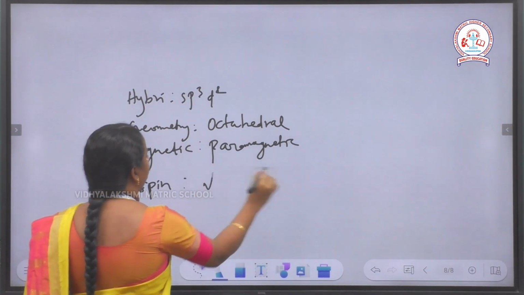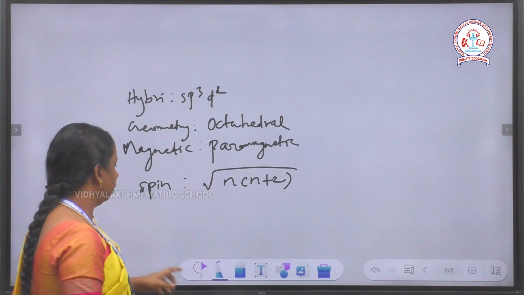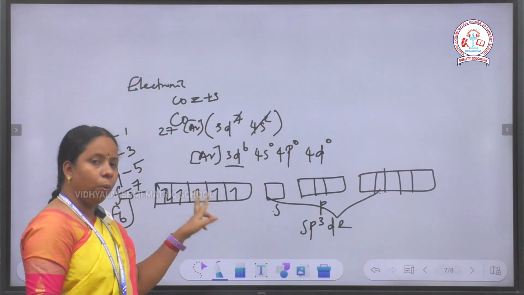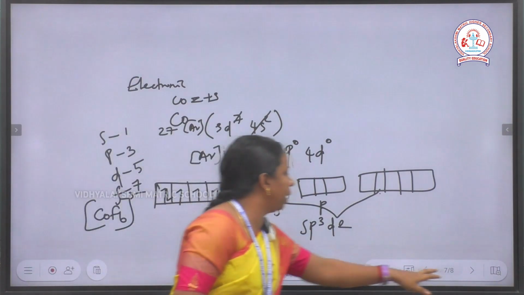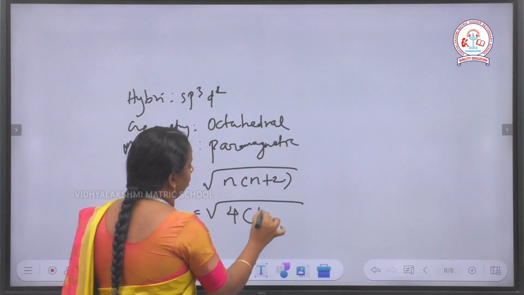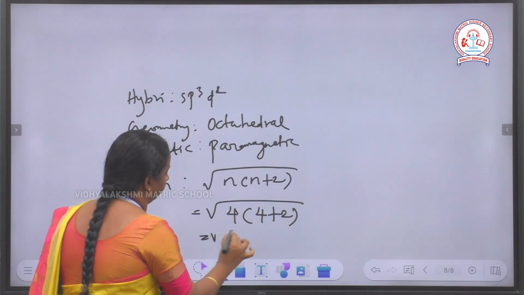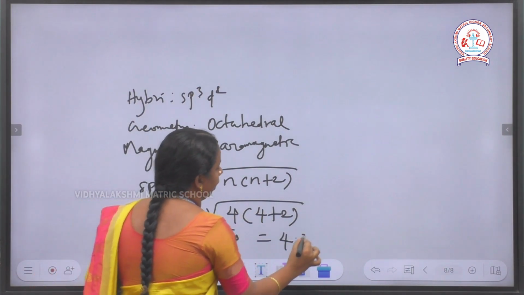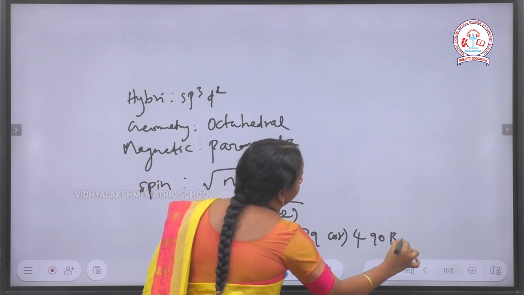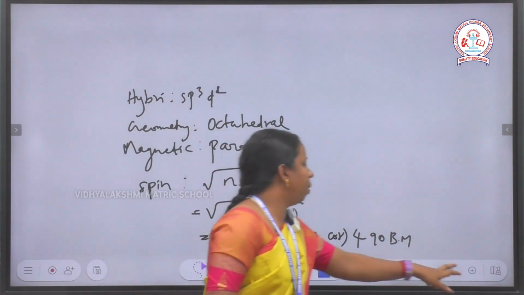Then spin only moment. Spin only moment is root of n into n plus 2, is the formula. n means number of unpaired electrons. So you know how many electrons are present? 1, 2, 3, 4 unpaired electrons. Only calculate unpaired electrons. 4 unpaired electrons are present. That's why 4 into 4 plus 2, 4 into 6, so 24. Root 24 value is 4.89 or rounded up 4.90 Bohr magneton. In this complex, spin only moment value is 4.90 Bohr magneton.